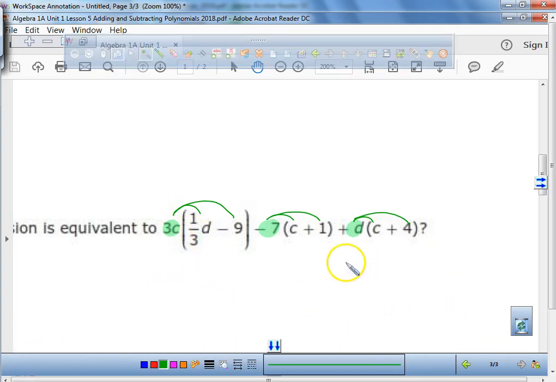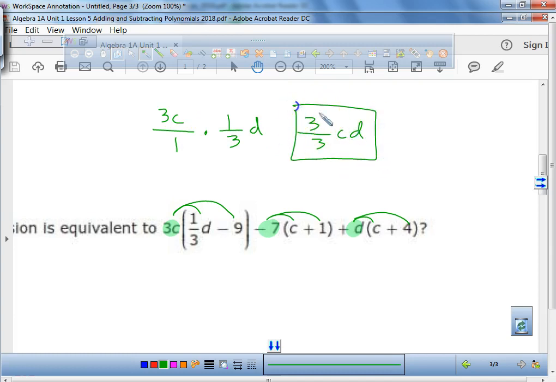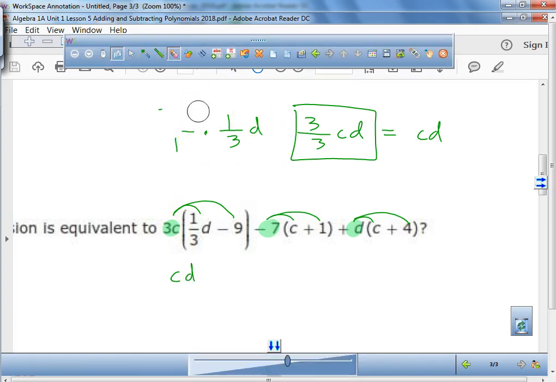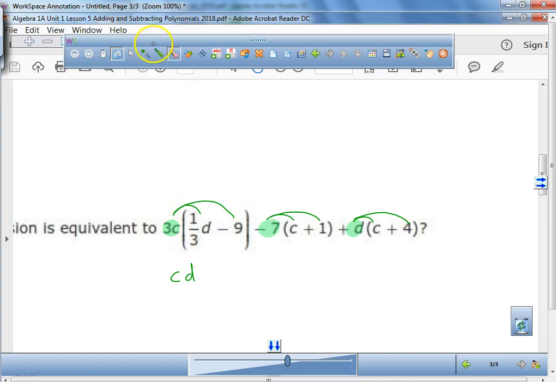Alright, what we're going to do first is just distribute. So right here we have 3 times c, which is basically 3c over 1, and we are going to multiply it by 1 over 3 times d. And we got 3 times 1, which is 3, 1 times 3, which is 3, and then you have cd. So what does this all become right here? 1 cd. So you're just going to say this becomes a c times a d. That's the first part. Now, if you put 1 cd, you're not wrong, but you don't have to put a 1.